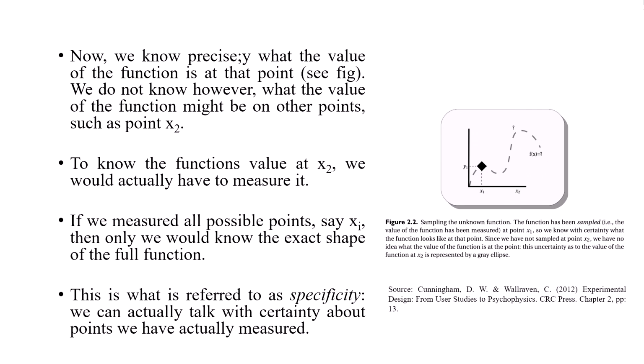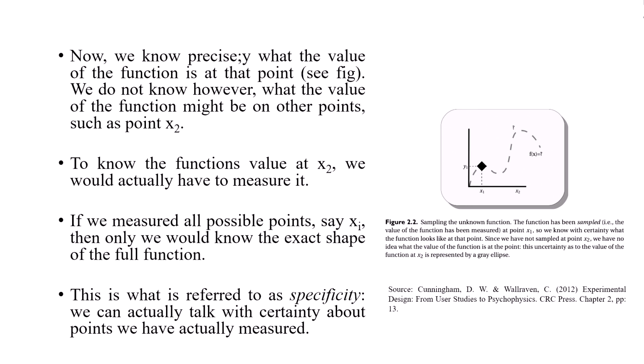Now we know precisely what the value of the function is going to be at that point. At x1 the value will be y1. So we know for that specific point whatever the value is going to be. To know the function's value at x2, we would actually have to go out and measure it. Remember, here is this x1; for x2 we will actually need to go and measure it, to sample, perform a trial at that, and get whatever value of the output is going to be there.